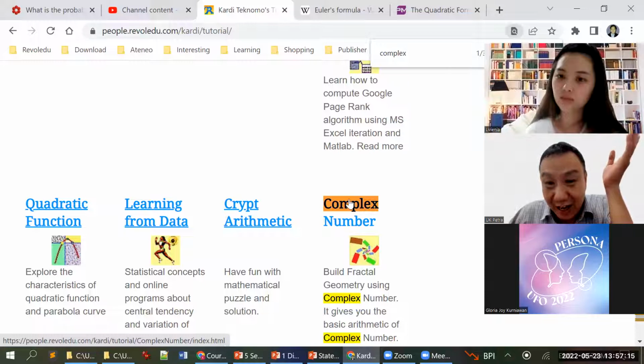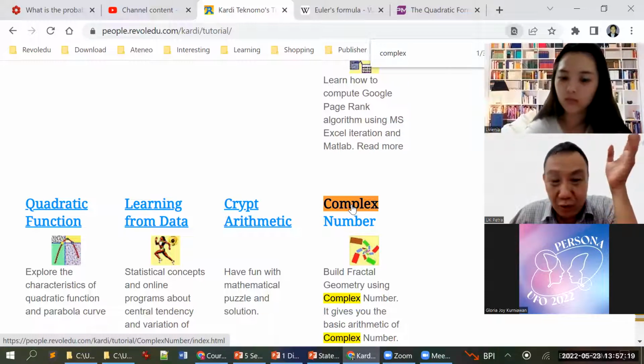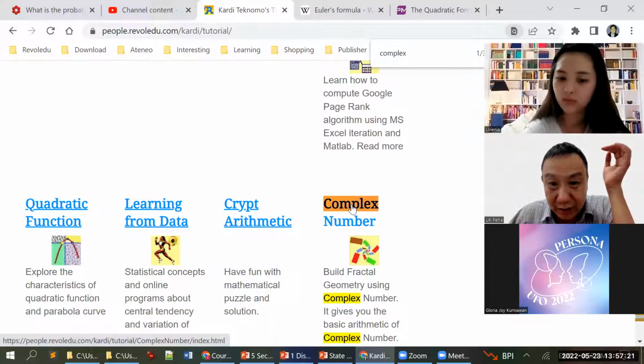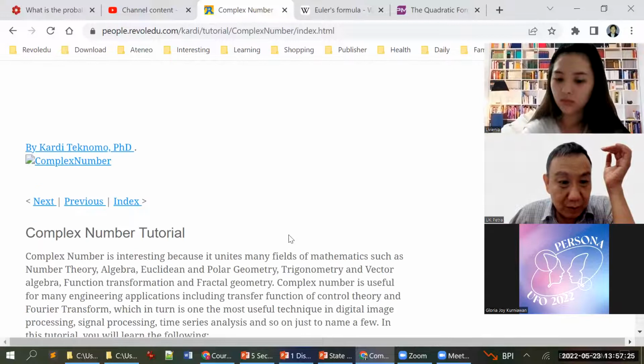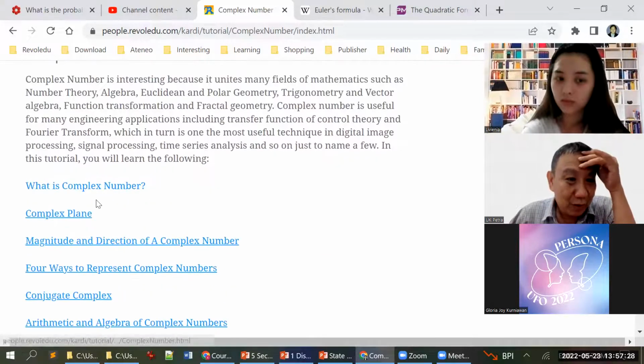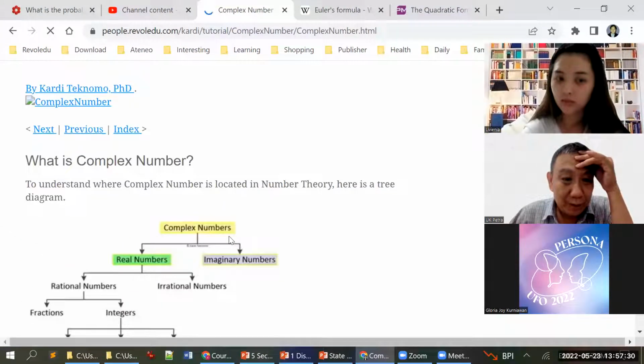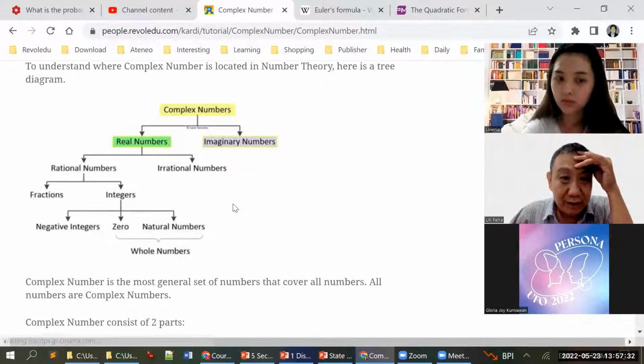I have a tutorial of complex number on my website, Grateful Edu, so you can check about it. So, complex number tutorial. What is a complex number? Here, can you see this slide?